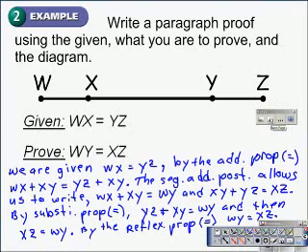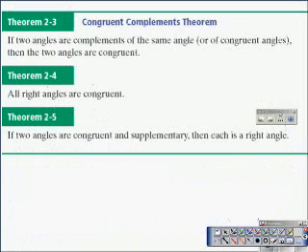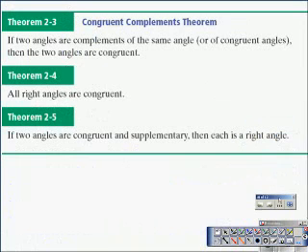Here are a few more theorems that you should make note of that will go well with these types of problems. The congruent complements theorem: if 2 angles are complements of the same angle or of congruent angles, then the 2 angles are congruent. Another theorem: all right angles are congruent. And finally, if 2 angles are congruent and supplementary, then each is a right angle.